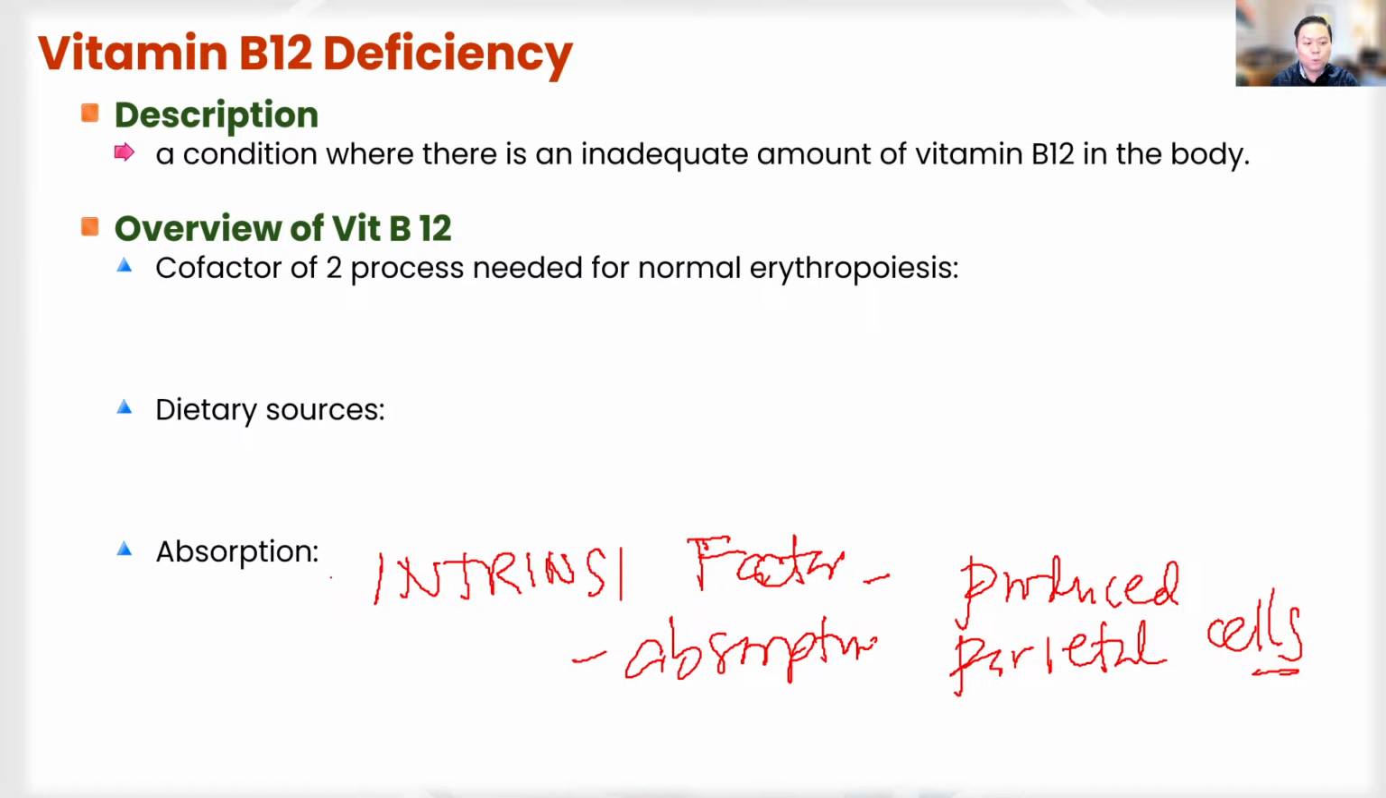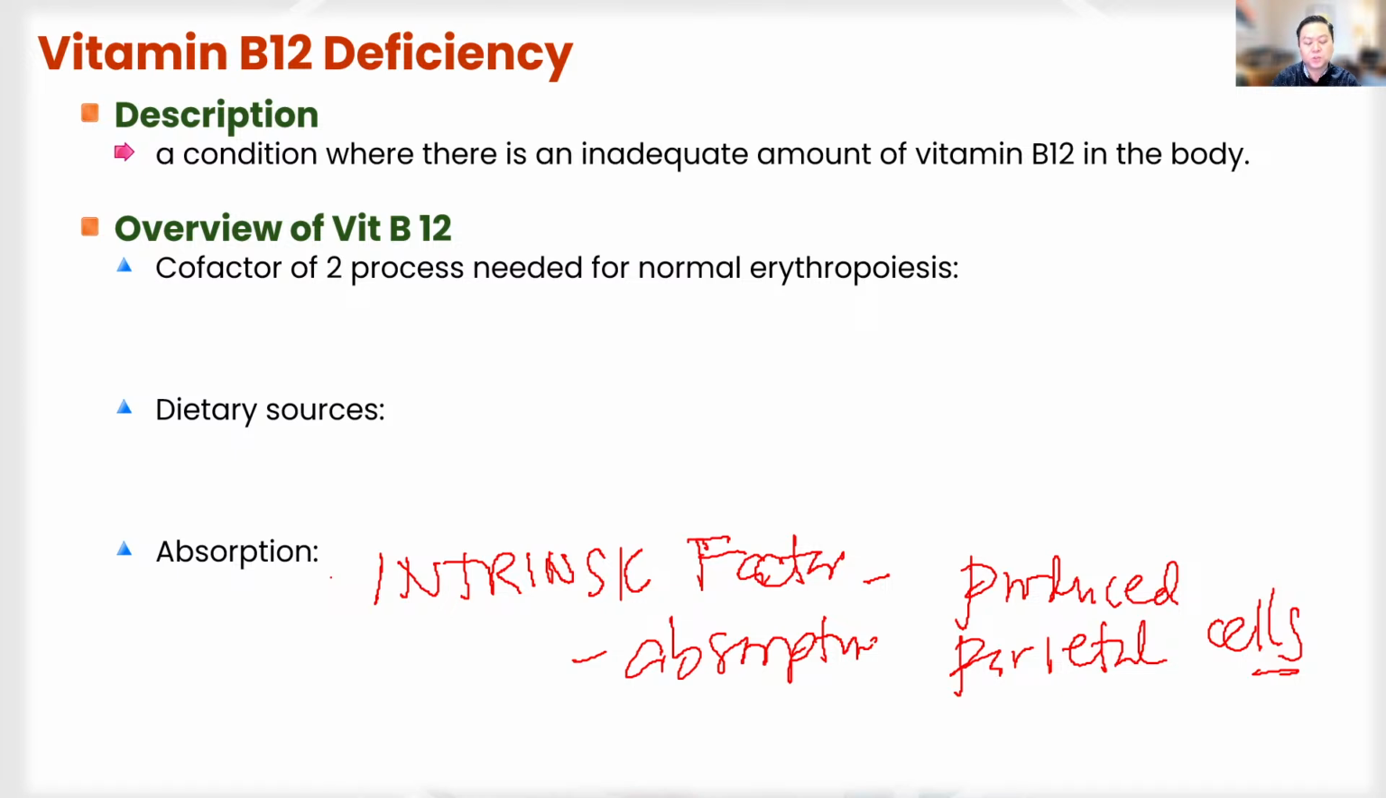And once the vitamin B12 is bound to this intrinsic factor, this can now be absorbed into the bloodstream through the different receptors in the ileal mucosa. Again, the vitamin B12 will be aided with the intrinsic factor. This will help in the absorption through the receptors in the intestine, the small bowel, specifically the ileum, and this will now be absorbed into the bloodstream.